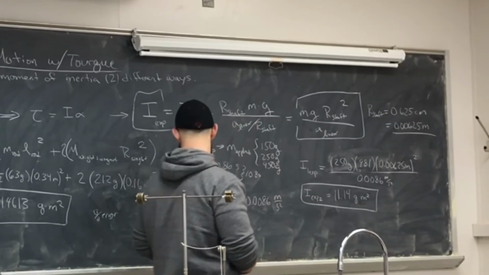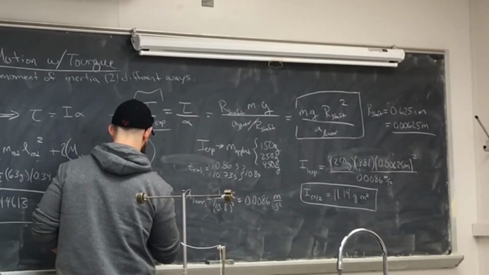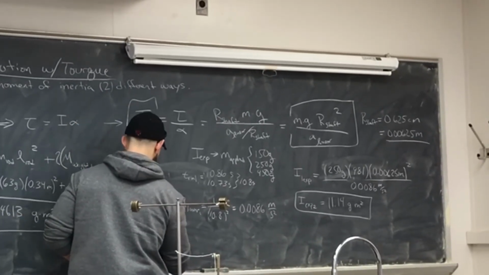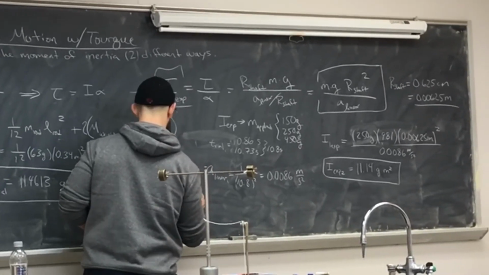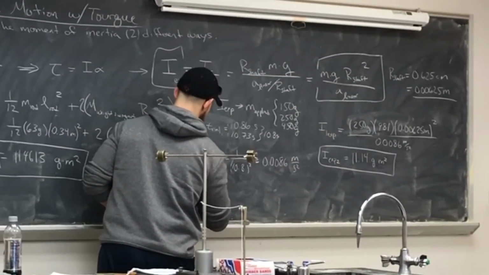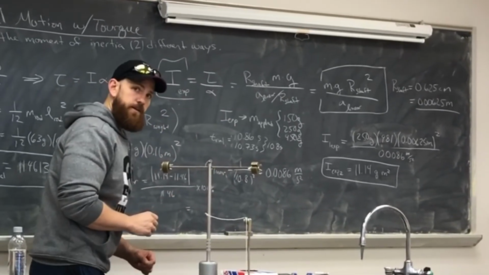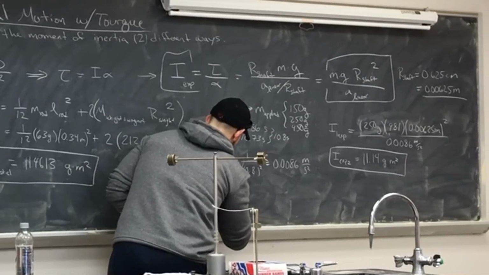All right, so 11.14% error is going to be the absolute value of 11.14 minus 11.46. That's the absolute value of that, all divided by 11.46 times 100. 2.79%. 2.79? All right, very good. 2.79% error.